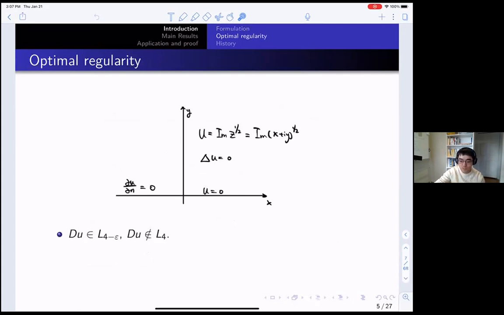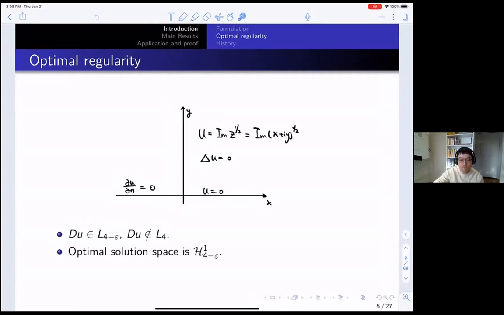So in this picture, we consider the function u, which is the imaginary part of z to the 1/2. So this is a 2D picture. Clearly this function is harmonic on the upper half space and it satisfies the mixed boundary condition on the real axis separated by the origin, by a point. And of course here, everything is smooth enough. But if you compute Du, it's like one over distance to the 1/2, and then this is only in L_{4-epsilon}, it's not in L_4. So it's not smooth near the origin. So this means the optimal solution space is H^1_{4-epsilon}.